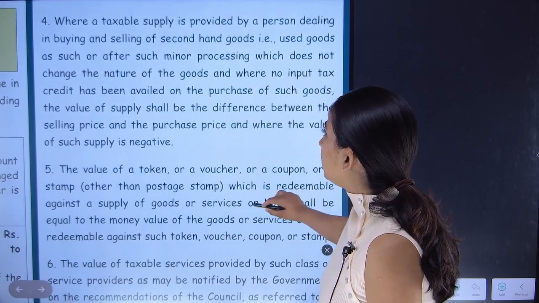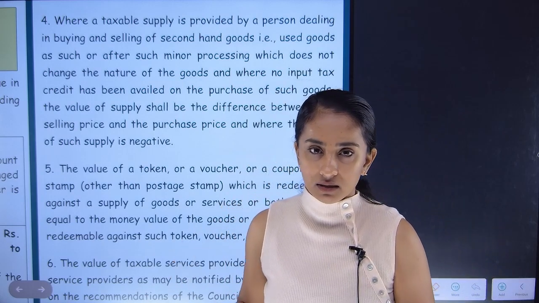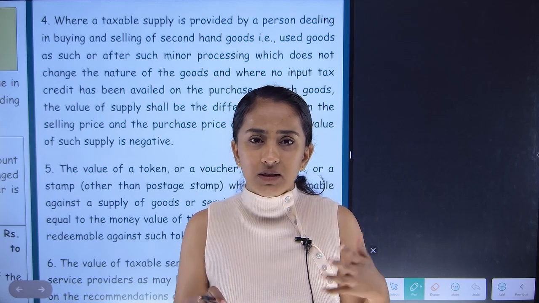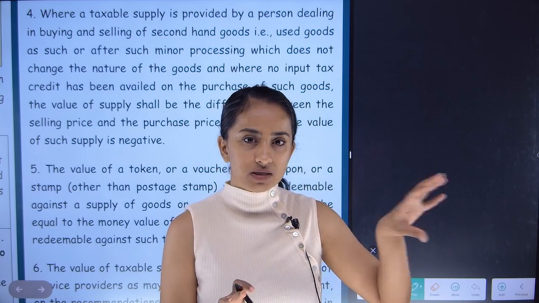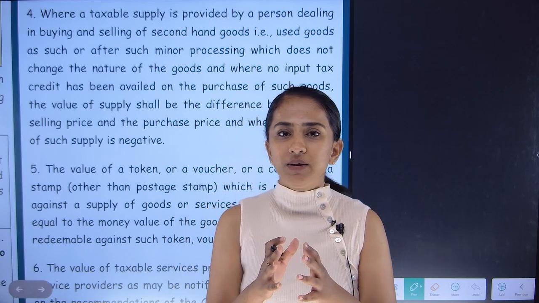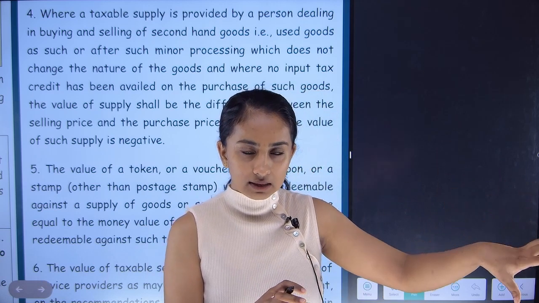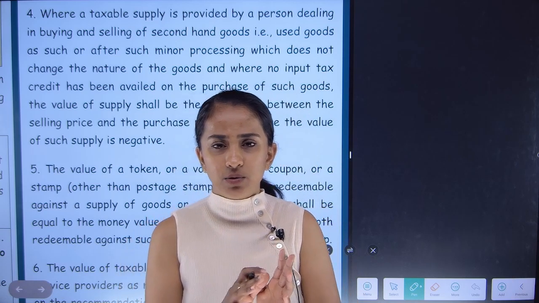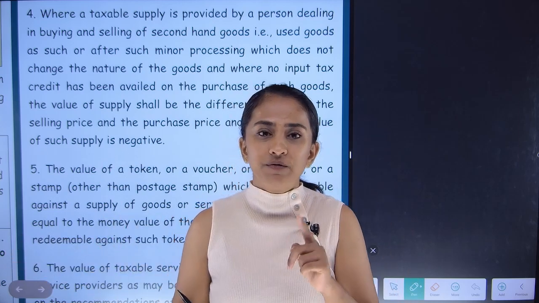Now, if at all you are involved in buying and selling second-hand goods. Let's say I'm a car dealer. I purchase second-hand goods. I modify them a little, brush up, clean up. So speaking about second-hand goods, I purchase old cars, I refurbish them and then I sell them. So what will be the value of supply? Let's say I purchase this car from the customer at 4 lakh rupees. I refurbished it, replaced some parts, and I'm going to sell this car at 5 lakh rupees. So the difference between the selling price and the buying price is 1 lakh rupees. 1 lakh will be the value of supply.